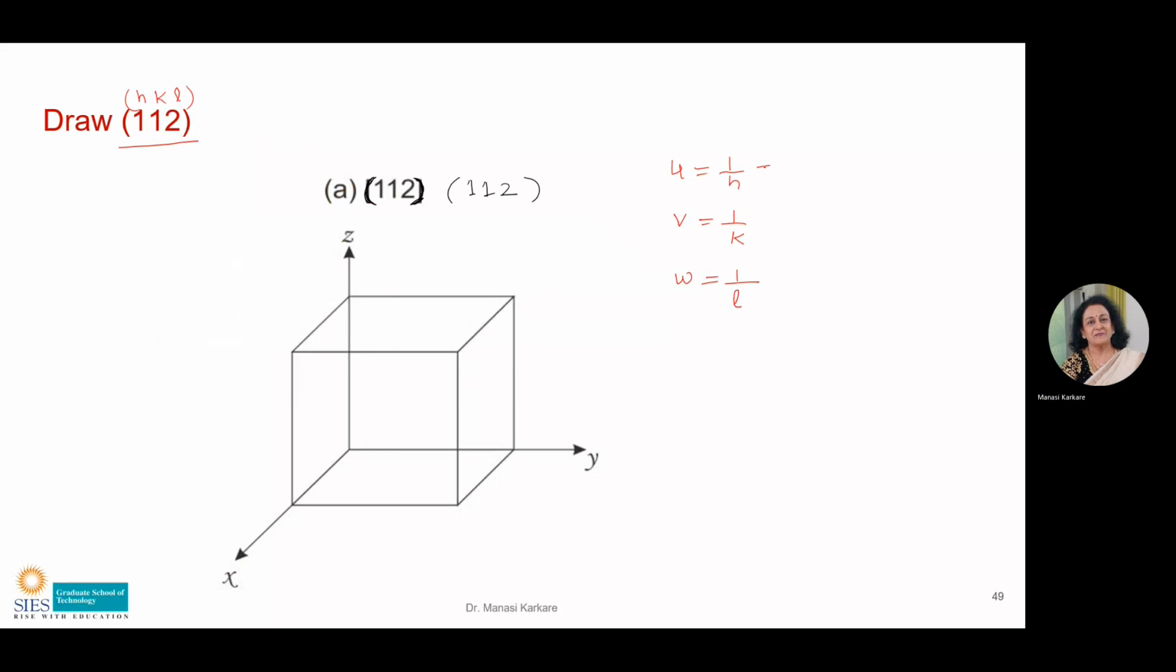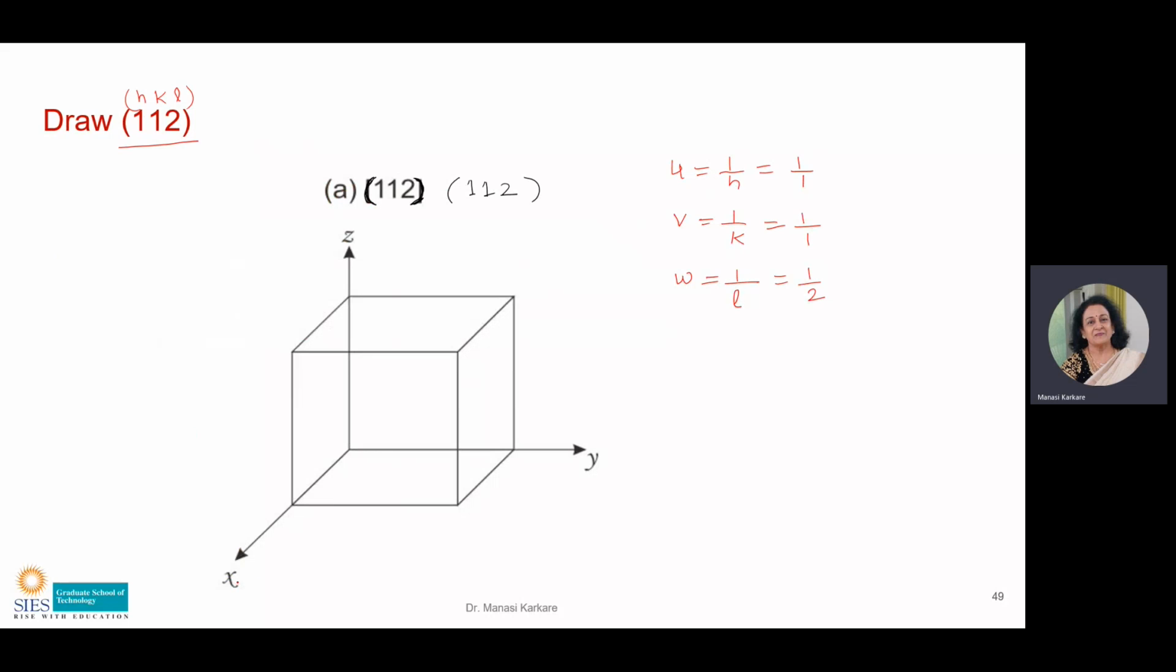So now H is 1, so U is equal to 1 upon 1. K is also 1, so V is equal to 1 upon 1. And L is 2. So W is equal to 1 upon 2.